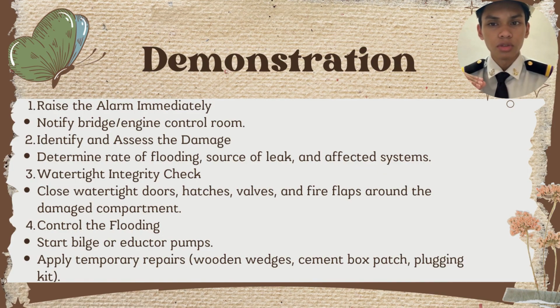So we have to close the watertight doors, hatches and valves, and fire flaps around the damaged compartment to avoid more leakages. Next is to control the flooding. We have to control the flooding so it doesn't become too overwhelming and lose the buoyancy of the boat. Therefore, we have to start using the bilge or eductor pumps. After that, you usually apply temporary repairs using wooden wedges, cement box patch, plug or a plugging kit.